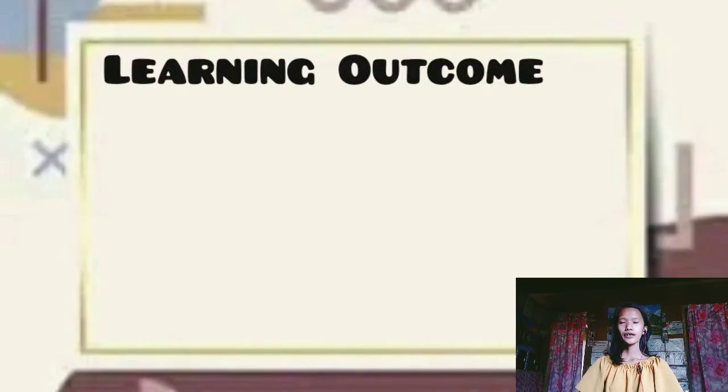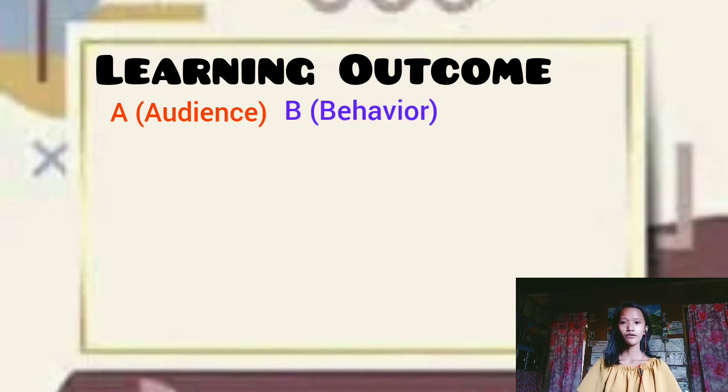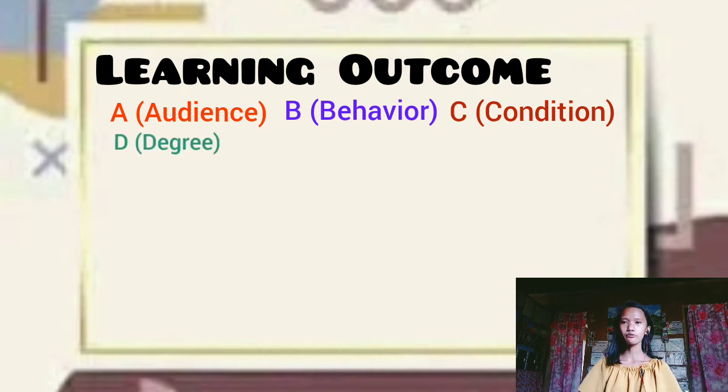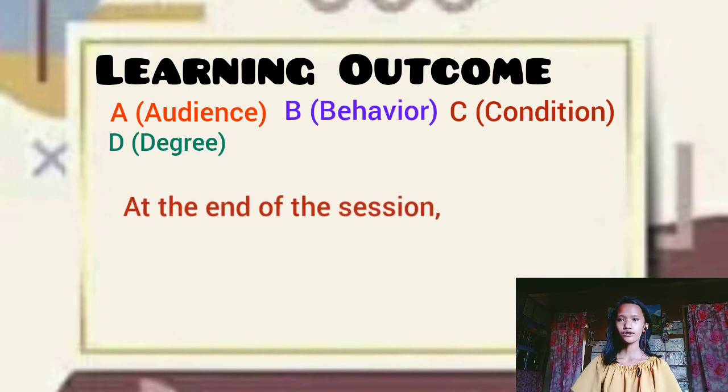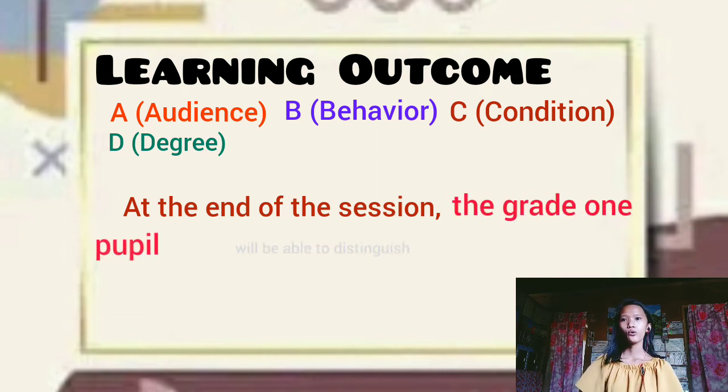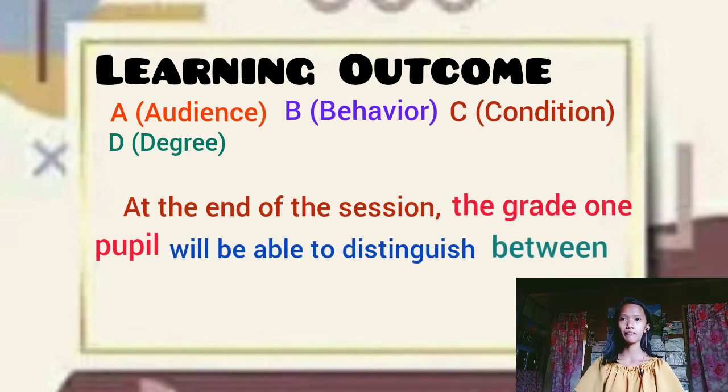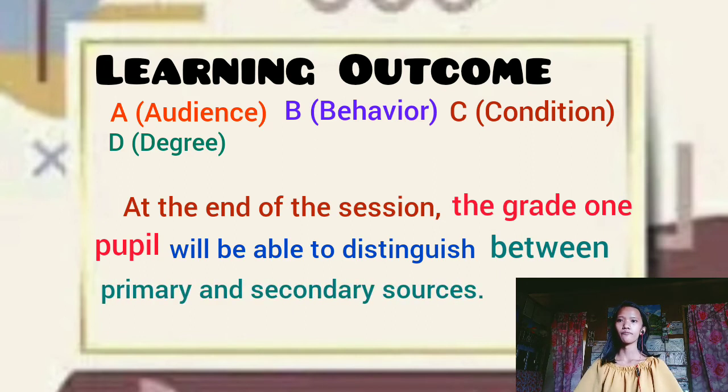Learning outcome. Ito na yung pinagsama-samang elements and we have a color coding. Red for audience, violet for behavior, brown for condition, and green for degree. At the end of the session, the grade 1 pupil will be able to distinguish between primary and secondary sources. As you can see, the condition was positioned at the beginning. And take note that there are many objectives na nauuna si condition.